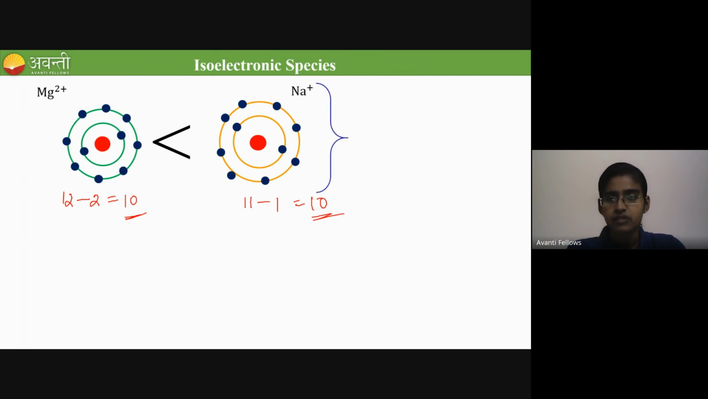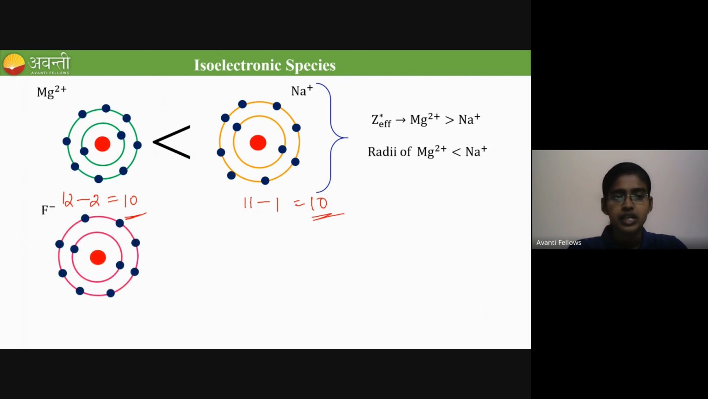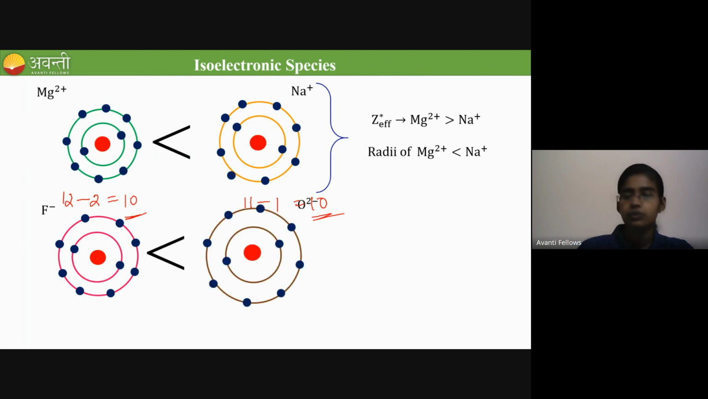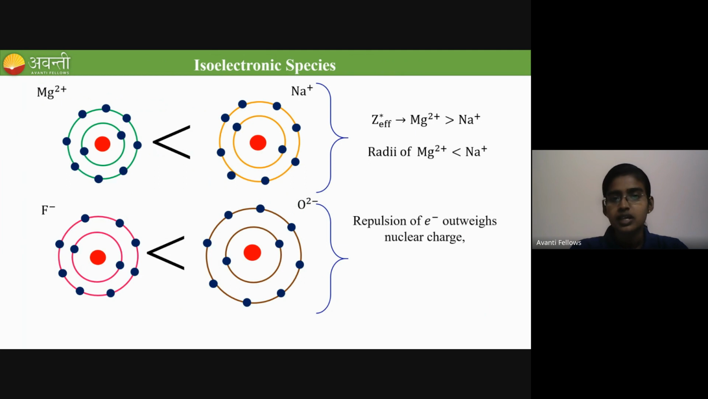Okay, the effective nuclear charge of magnesium 2+ is greater than sodium+. So effective nuclear charge and radius are inversely proportional. If the nuclear charge is more for magnesium 2+, then the radius of magnesium 2+ will be very less. Got it? So this is how we have to find out the radius value. Comparing F- and O2-, O2- has the highest value of radius. Okay, so the repulsion of electrons outweighs the nuclear charge here.